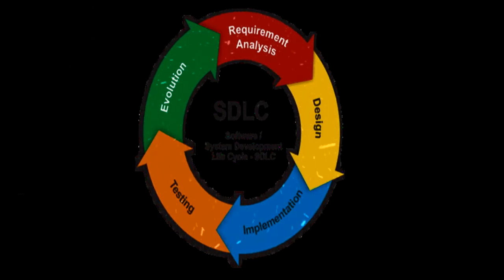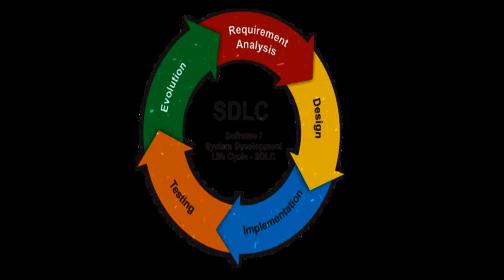A design approach clearly defines all the architectural modules of the product along with its communication and data flow representation with the external and third-party modules, if any. The internal design of all the modules of the proposed architecture should be clearly defined with the minutest of the details in DDS. Stage 4, Building or developing the product.